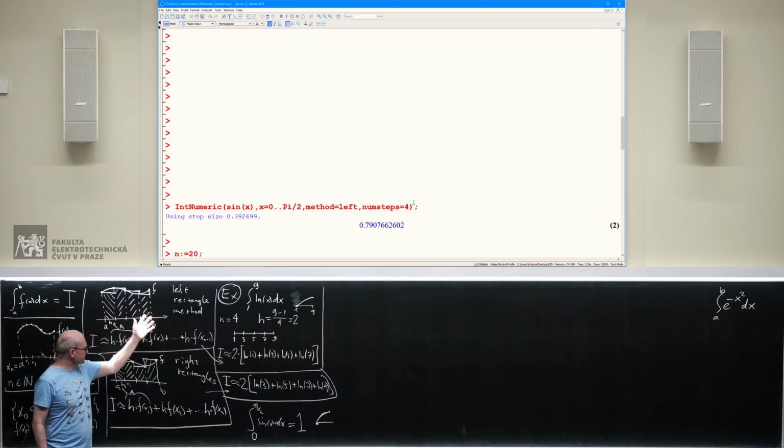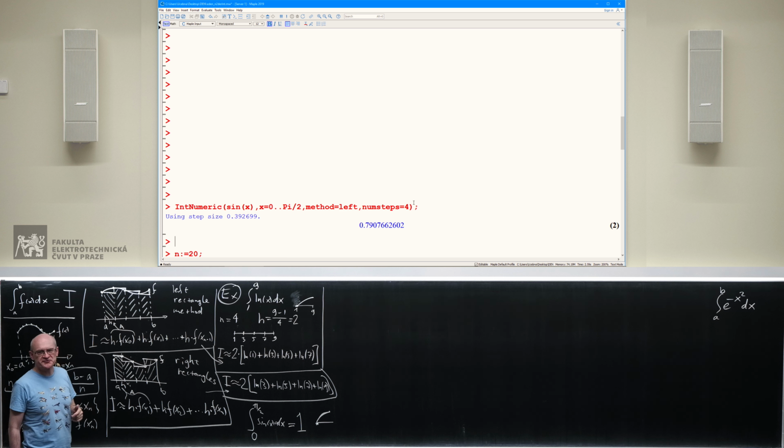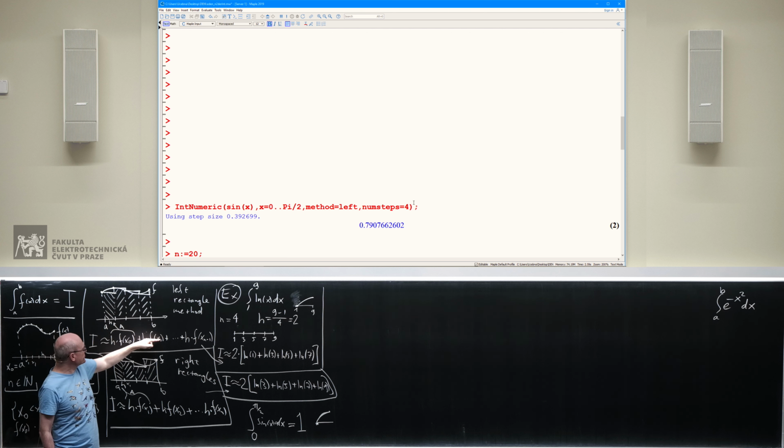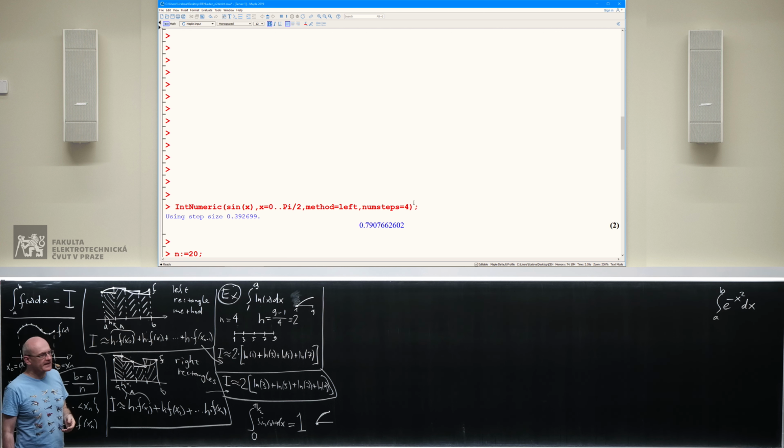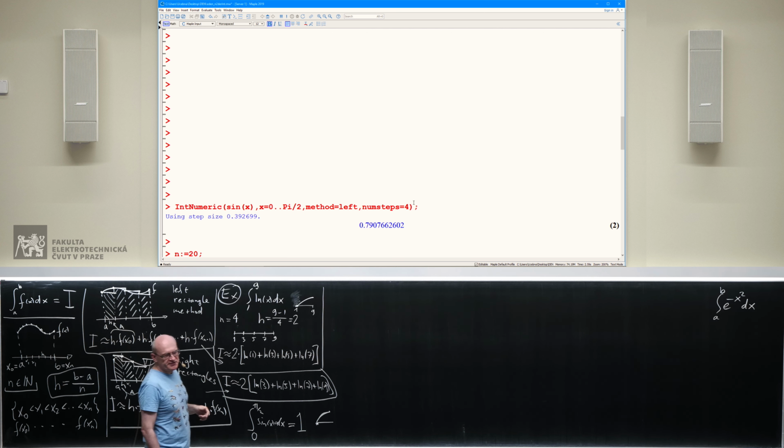We have two new methods. Method of left right rectangles. And in numerical analysis, we always ask, what is the error of the method? Meaning the absolute error, usually, as the first step. So we want to know what's the difference between the actual value of the integral and the approximation that we offered instead. There are some interesting points.